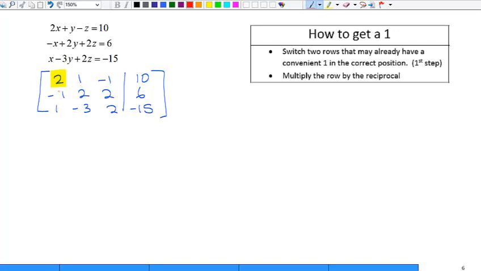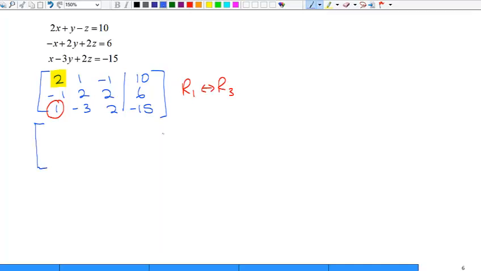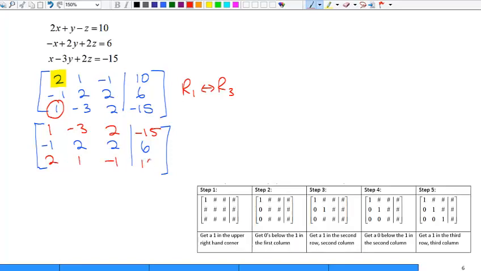So I'm going to look in the first column to see if I have a convenient one, and I do. So I can take row 1 and row 3 and interchange the two rows. Row 2 stays the same, and row 1 and row 3 switch places. So I have successfully got my 1 up in the first row, first column position. Okay, good job. Now I want zeros below it. So the next step is to get zeros below it.